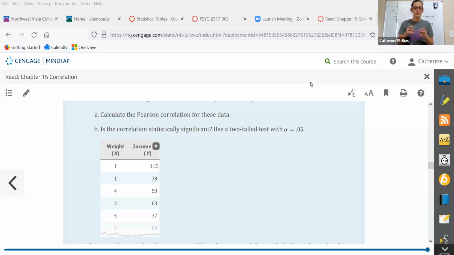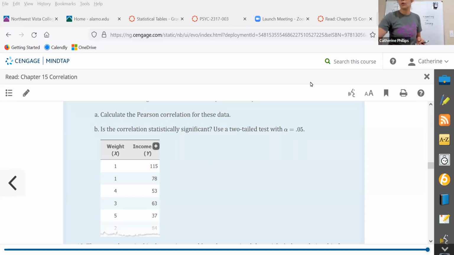This question actually splits it into two, where we calculate the Pearson correlation, and then we answer whether or not this correlation is statistically significant. So what I'm going to do is follow their guidelines, and calculating the Pearson correlation is step 3 of the hypothesis testing procedure. And then I'll go back in part B and do steps 1, 2, and 4 of the hypothesis testing procedure.